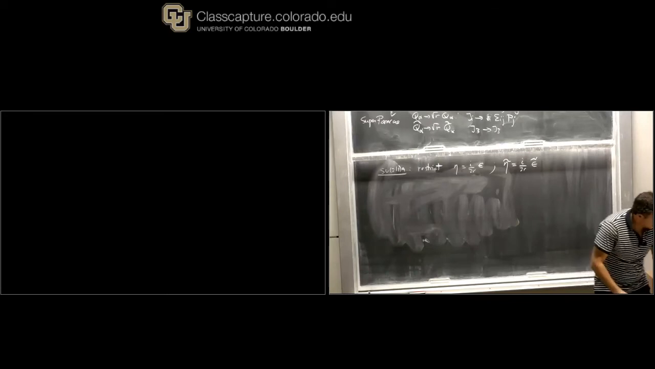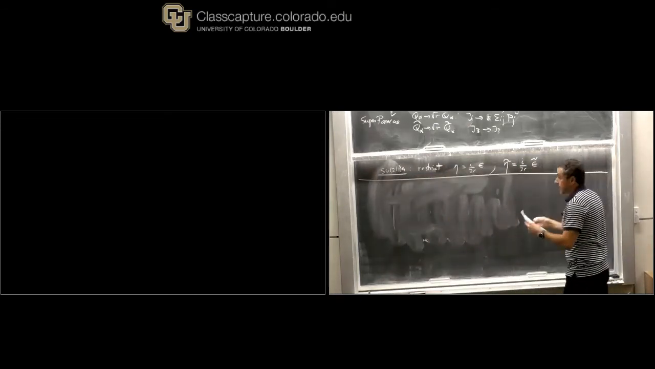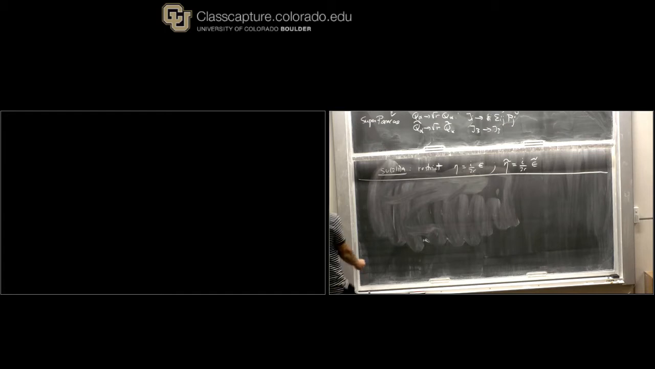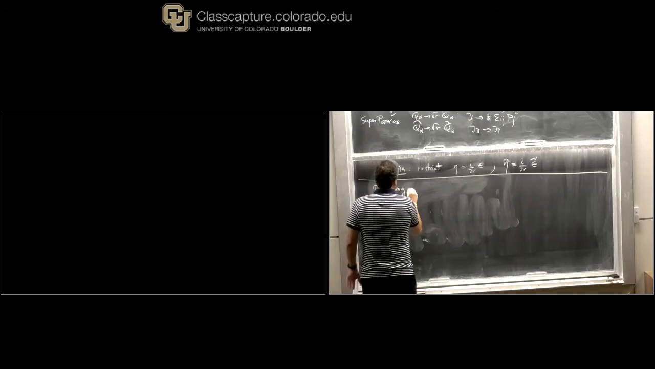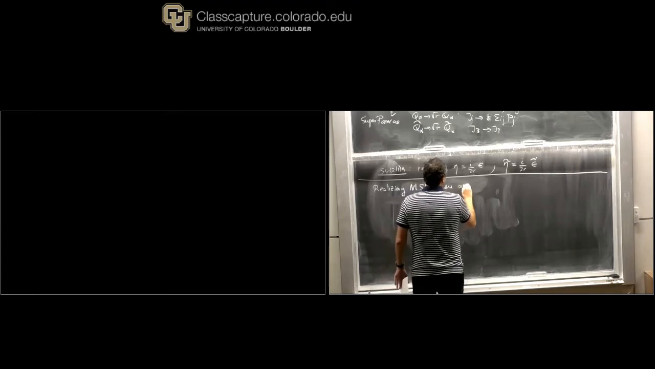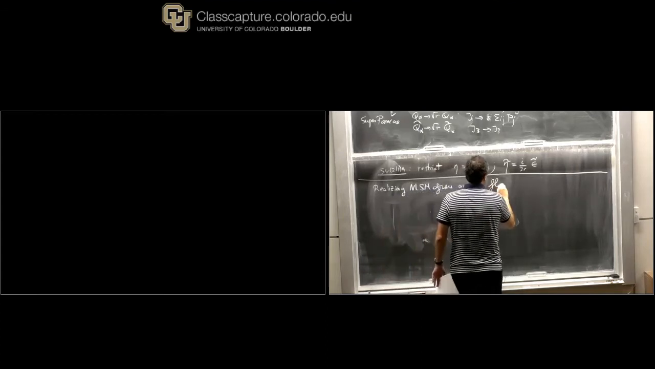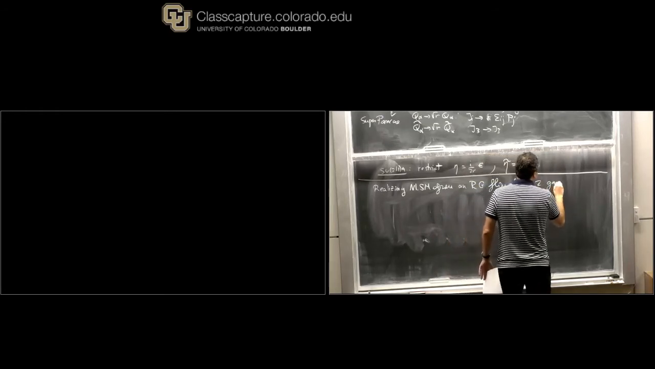Okay, maybe before writing the Lagrangian, I should do something more elementary or more important, which is to connect this story with the idea of realizing interesting nonlinear sigma models. So now let's go back to the problem of realizing nonlinear sigma models from an RG flow of two-dimensional gauge theories. Because at the end of the day, that's what we want to do.